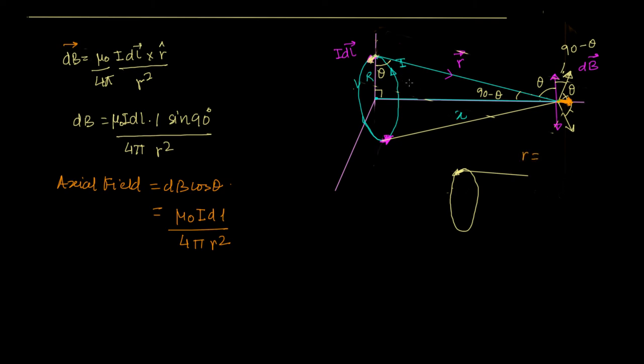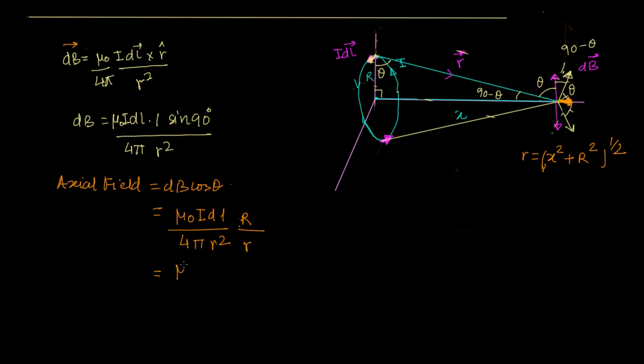What is r square, by the way? R is nothing but x square plus r square, root over, or to the power half, right? Let me erase this. I do not require this. So this is that. Now that into cos theta, what is the value of cos theta here? Cos theta is the base, the base is r, the adjacent side upon the hypotenuse. So r upon the hypotenuse.